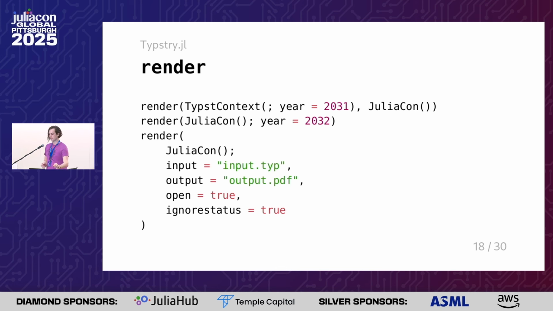You can see in the first two examples, we're again able to override the default context. In the third example, we have some options to specify what files are generated, whether it opens in a default viewer if your machine has one available, and if it applies the ignore status flag to the command so that if it errors, it doesn't have a Julia runtime error.